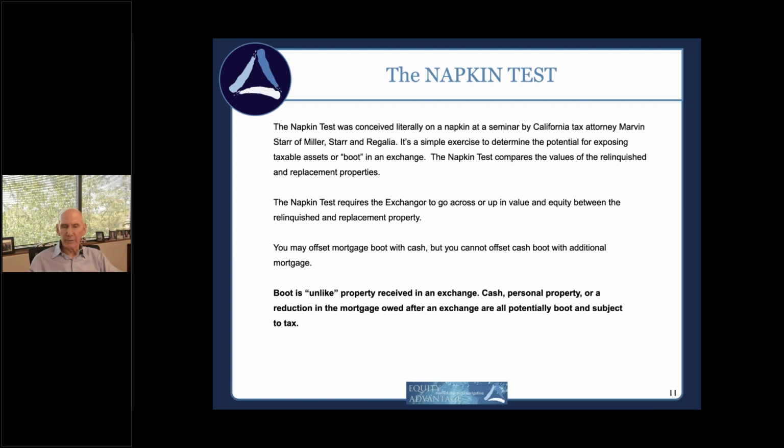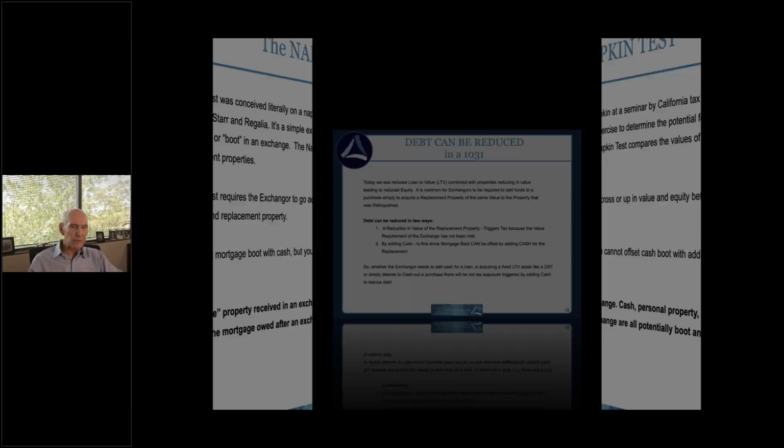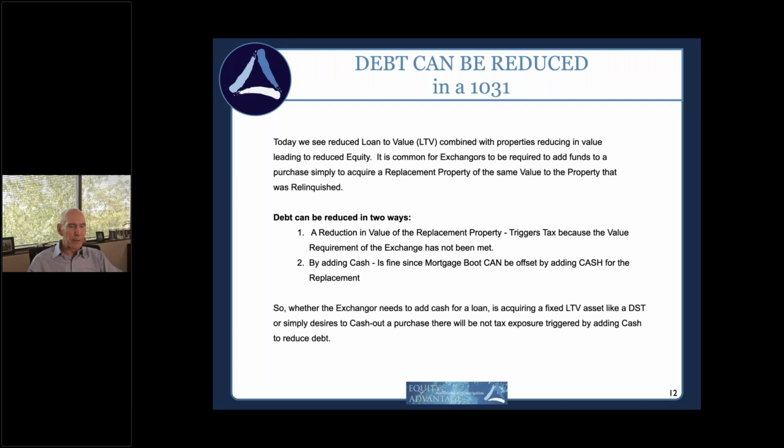Napkin test. The napkin test says what we have to do to satisfy an exchange, and it basically says we've got to go across or up in value and equity between the relinquished and the replacement properties. Understand that I did not say anything about debt. A boot in an exchange is anything that's been received that's not of like kind. And if we look at debt on a transaction, debt can go away a couple different ways. Debt can go away by going down in value in a transaction.